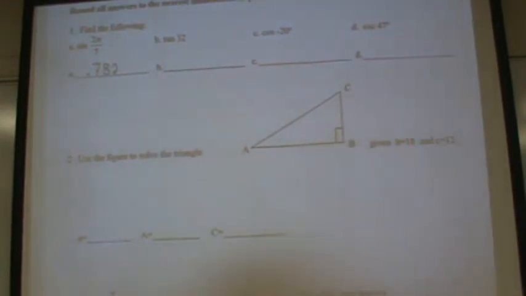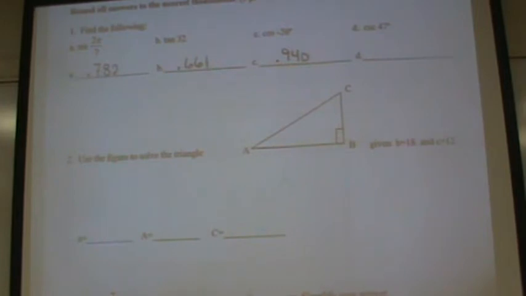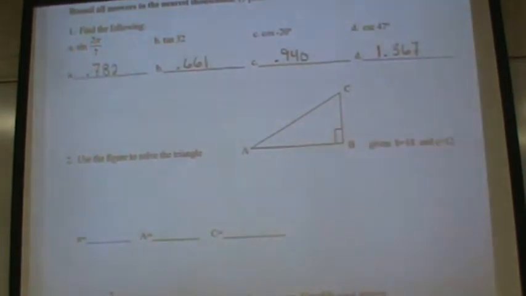For tangent of 32 in radians, you should get 0.661. Cosine of negative 20 degrees gives you 0.940. And cosecant of a 47-degree angle gives you 1.367. So please make sure you're using radians when you're asked for radians and degrees when you're asked for degrees.